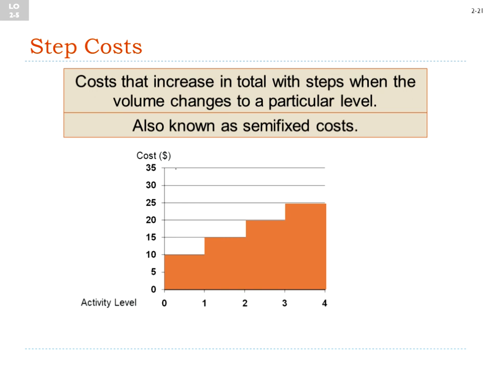Another type of behavior pattern is known as step costs. These are costs that increase in total with steps when the volume changes. Like I said earlier, there's a concept called a relevant range. If you're looking at a range, let's say from 0 to 1, this range right here, it looks flat, so that looks like the first type of cost, the fixed cost that we talked about, right?